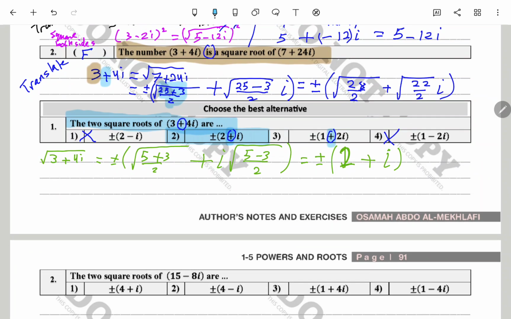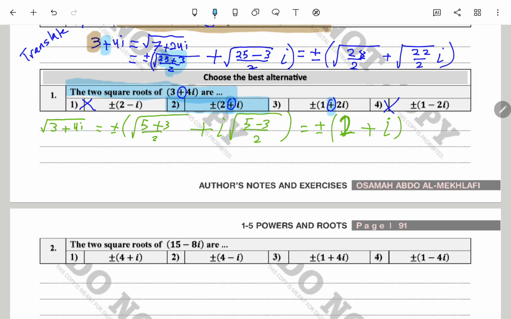Now you can go to number 2, which says the two square roots of 15 minus 8i are, also with two choices. Here I can think about the one which has negative, not the one which has positive. So I will think about this one or this one, and ignore this one and this one. You can square them if you would like, without using the formula, and know which one is the right answer, or you can use the formula.